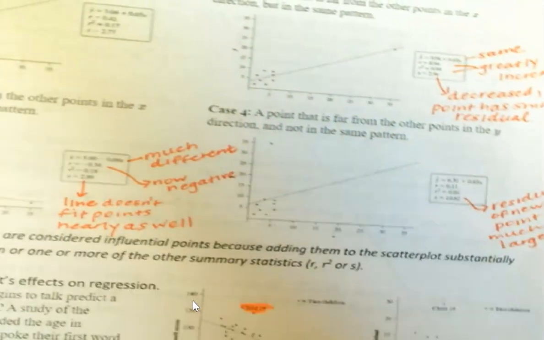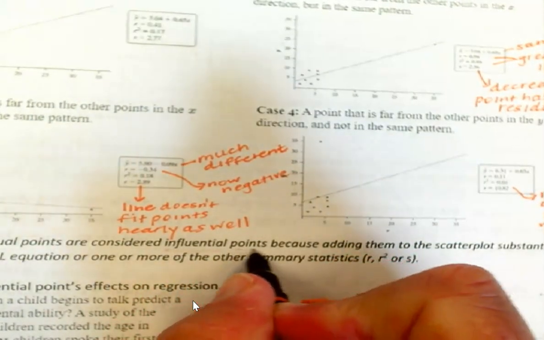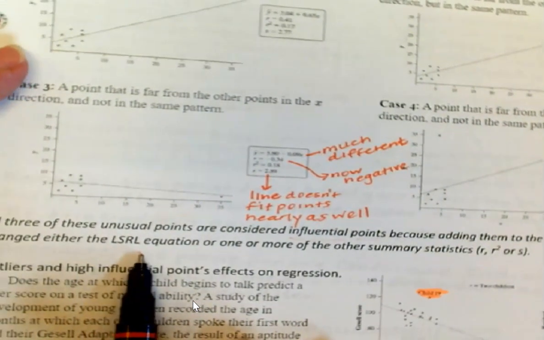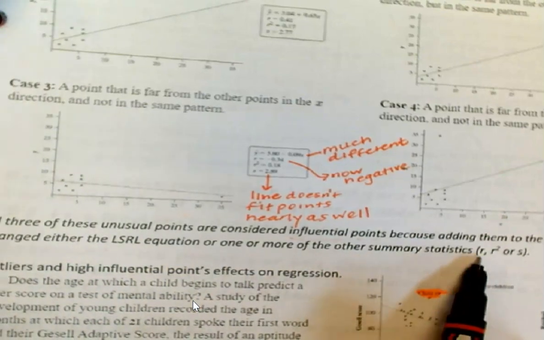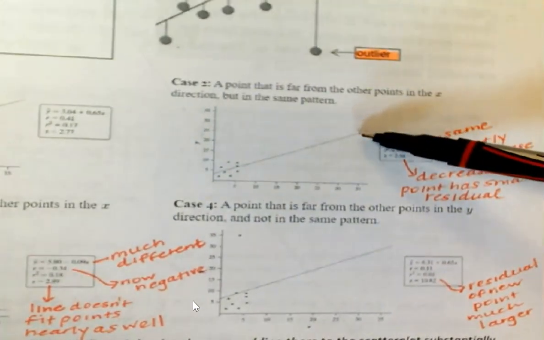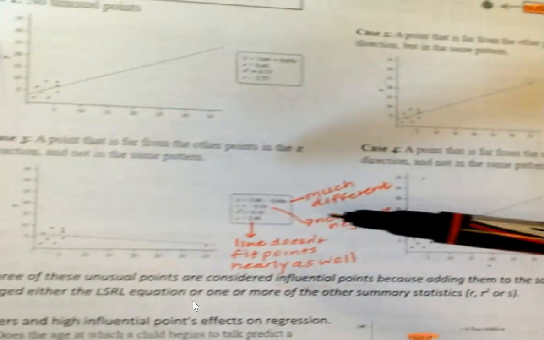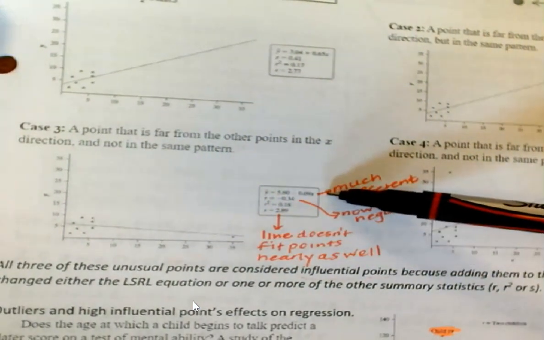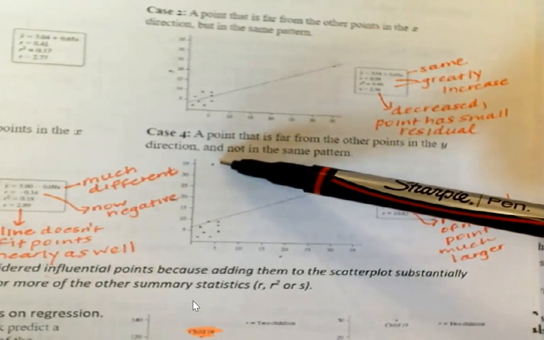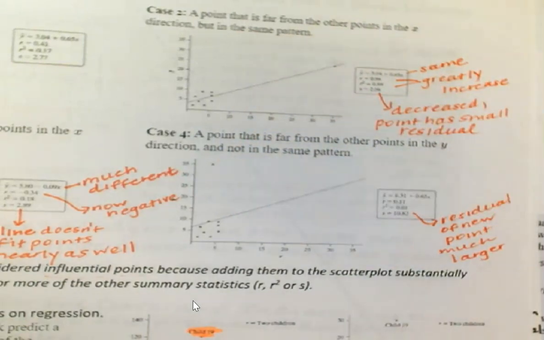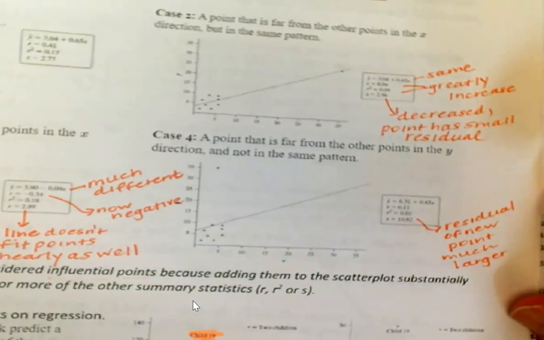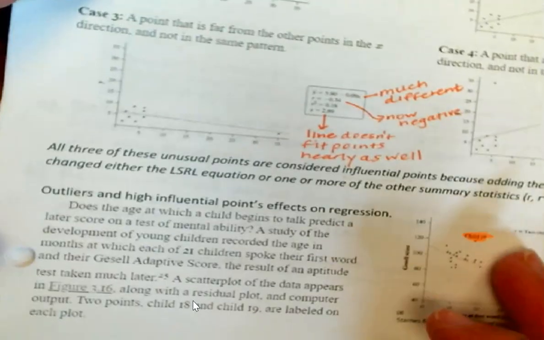All 3 of these unusual points are considered influential points. All 3 are, because adding them to the scatter plot substantially changed either the least squares regression line, R squared, or S. So this one changed R and R squared greatly. So this is considered an influential point. This one changed the linear regression line so much. That's why this is considered an influential point. And then this one changed your standard deviation. Okay, so all three of those would be considered influential points.